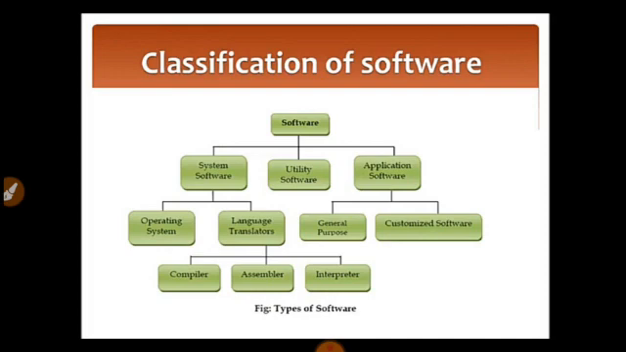In the system software, you can see we have operating system, language processor, device driver, and utilities. Whereas in application software, we have general purpose application software, specific purpose application software, or customized software. One by one, we are going to cover all these topics.